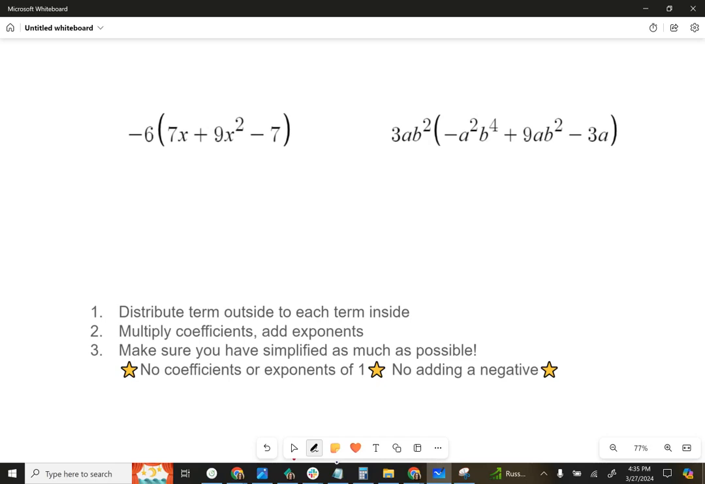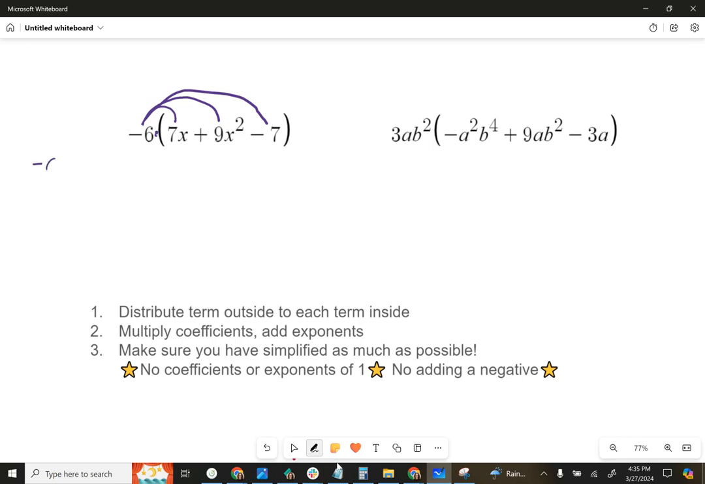Welcome back to Miss Cook Explains, where in today's video, we will be multiplying a polynomial by a monomial, which means multiplying one term by many. So in our first problem, we see a -6 on the outside of a set of parentheses, which means multiplying each term on the inside by -6.